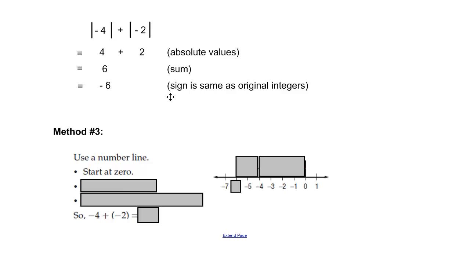Finally, the third method here is to use a number line. This method's also very good. If I were you, I would use either the first or third method. And this method says to start by using a number line, and we start at 0. Okay, so here's 0 right here where we're going to start.